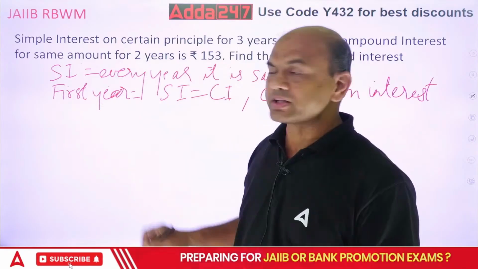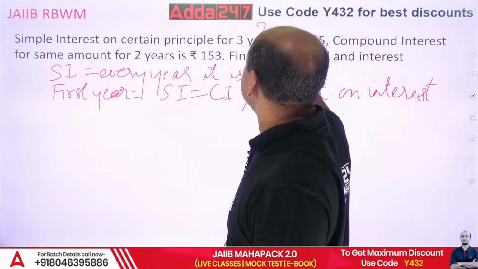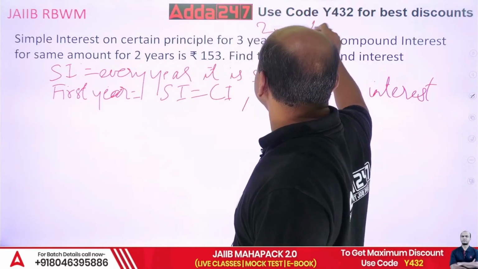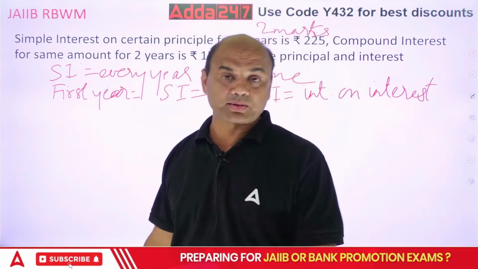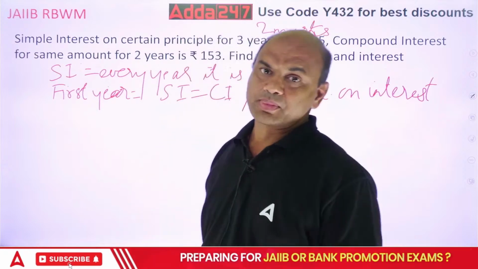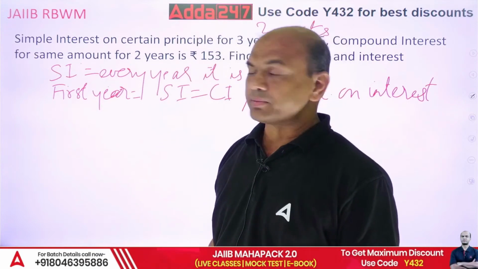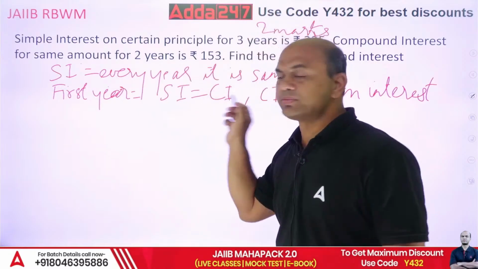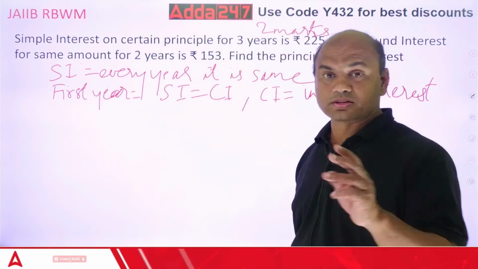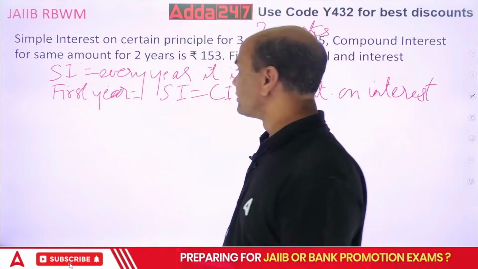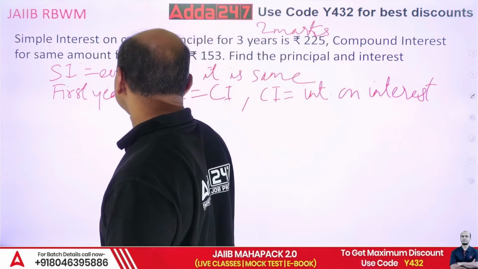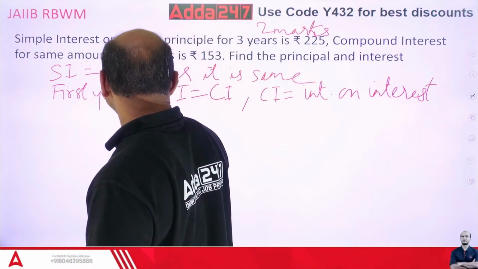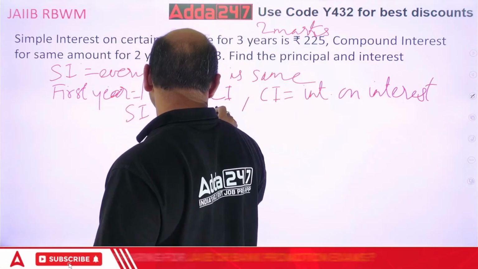This problem was asked for 2 marks. Kindly note, definitely it is asked for 2 marks, it's not a 1 mark problem. All the 3 concepts will be verified over here. So, simple interest. What is given? Let's write it. Simple interest, and the second one is given as compound interest.